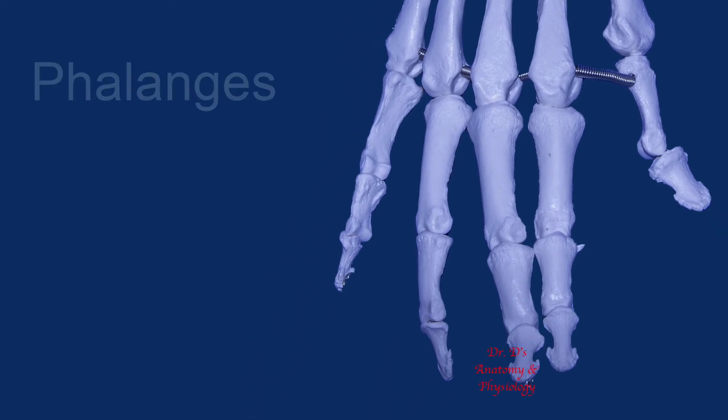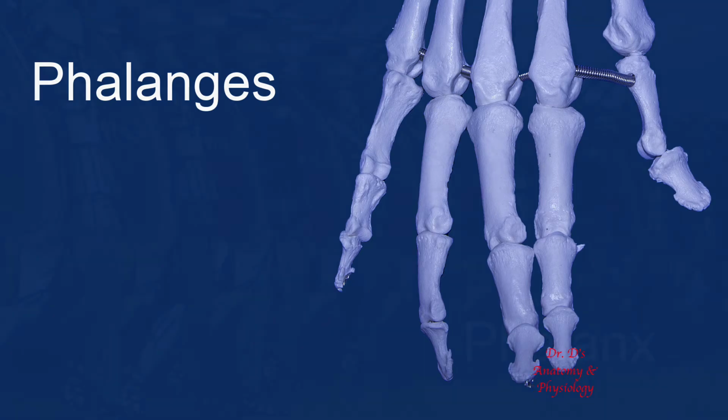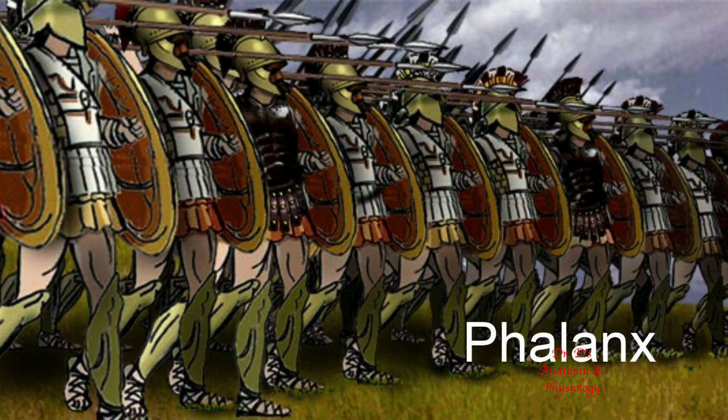The phalanges are the long bones of the fingers, which are divided into the digits and the thumb. The thumb is called the pollex in Latin. Where does this term phalanges come from? Phalanges is plural for phalanx.